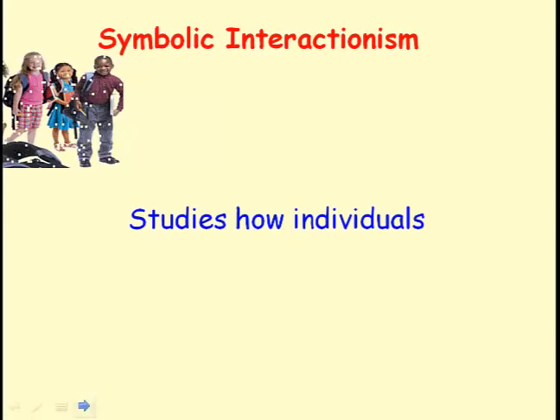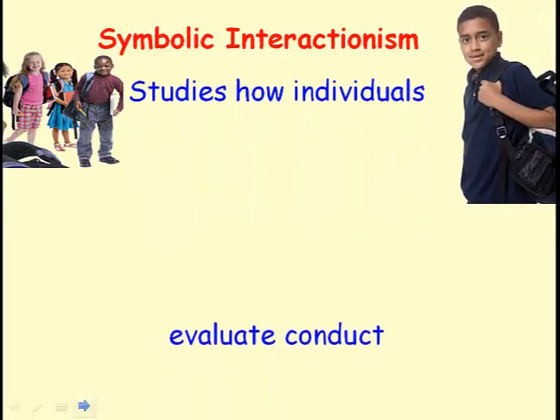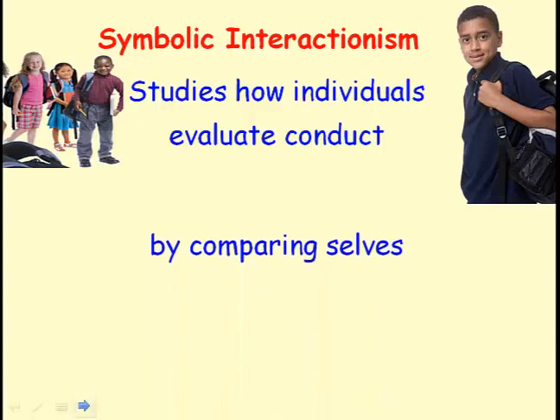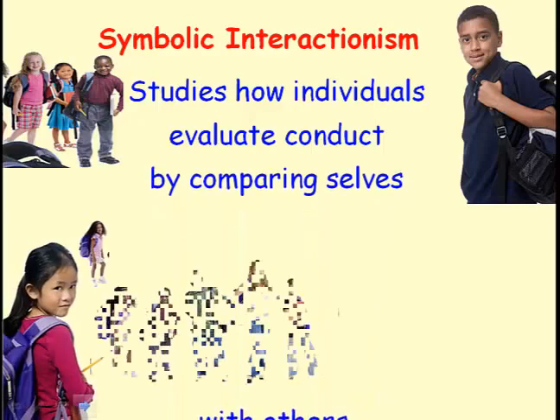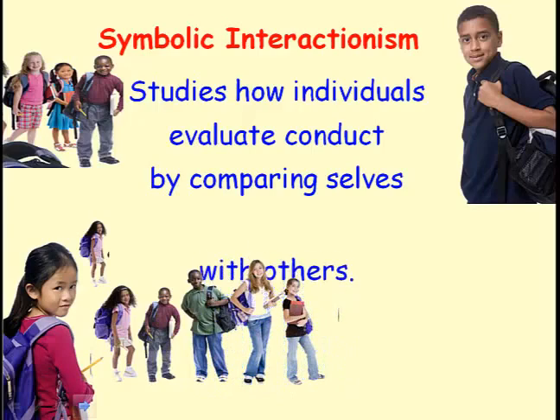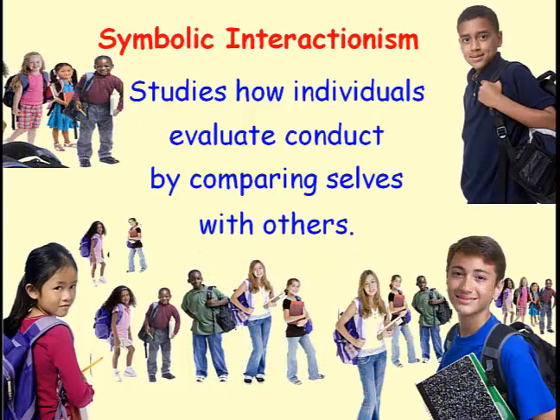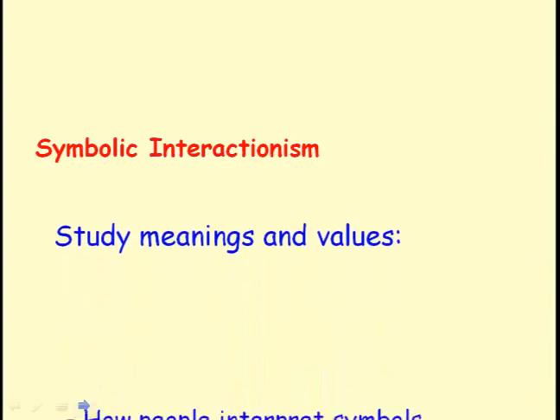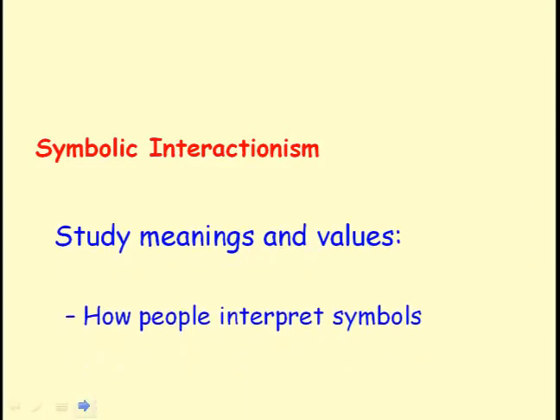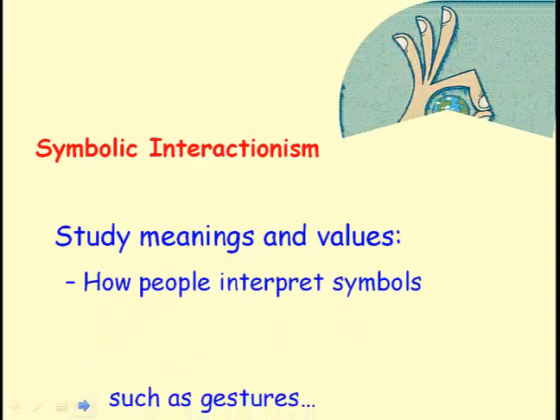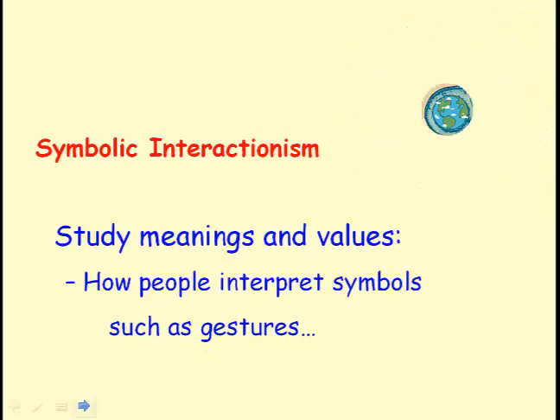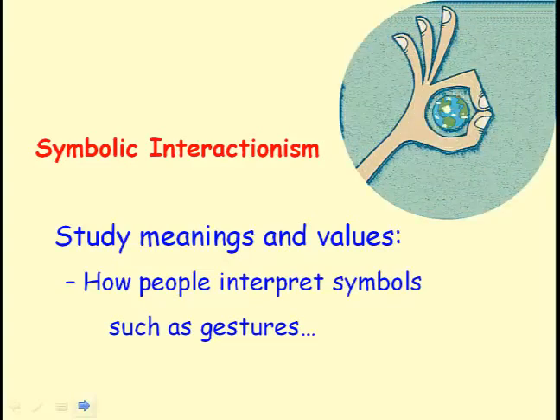Symbolic interactionism studies how individuals evaluate conduct, like how you and I evaluate our conduct, by comparing ourselves with the conduct of other people. Symbolic interactionism studies meanings and values. How do we interpret symbols? Symbols such as this gesture. This gesture has very different meanings across cultures. Can you name two different meanings of this very same gesture?